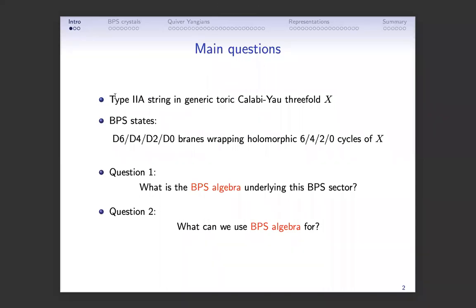So this is the setup. We consider type IIA string theory on a generic toric Calabi-Yau threefold, and look at the BPS sector, which is given by D-branes wrapping holomorphic cycles of this threefold. The main question we want to ask is: what is the BPS algebra underlying this BPS sector? And then what can we use this BPS algebra for?